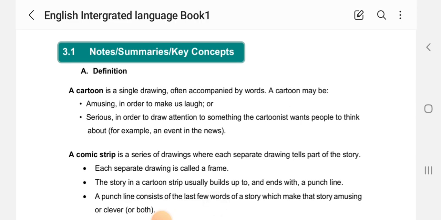So here is a summary of key concepts. A cartoon is a single drawing, often accompanied by words, as you can see, like in a box. It's amusing in order to make us laugh, or it's serious in order to draw attention to something that cartoonists want people to think about. So it can either be just a joke or a serious matter that is being addressed through cartoons.